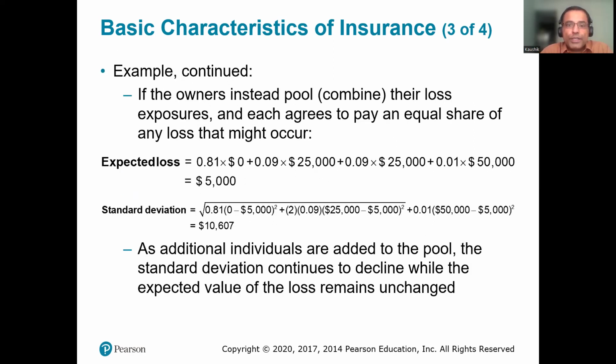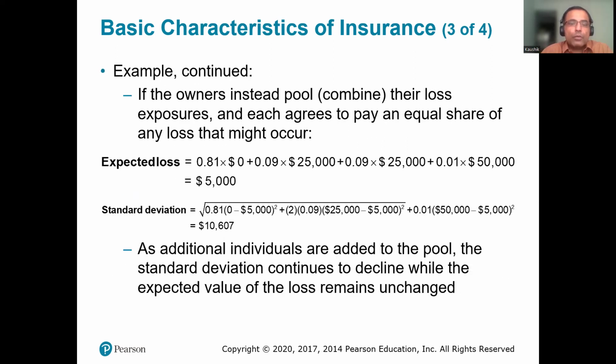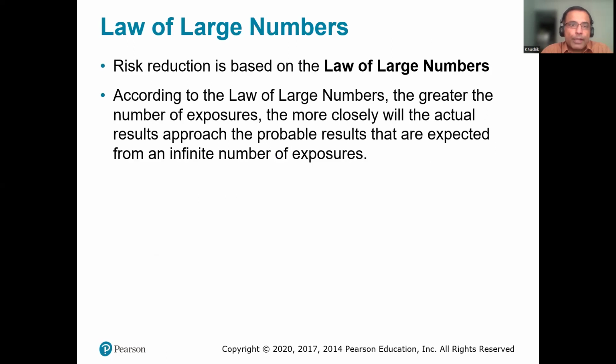Now, if two business owners come together and pool their losses, in this case, the expected loss remains the same, that is 5,000, but the standard deviation decreases. It was 15,000 previously, now it is 10,607. So what we notice is that as the number of entities increase who are pooling their loss expense, the standard deviation declines. That is, the measure of objective risk is declining. So in a way, it is risk management.